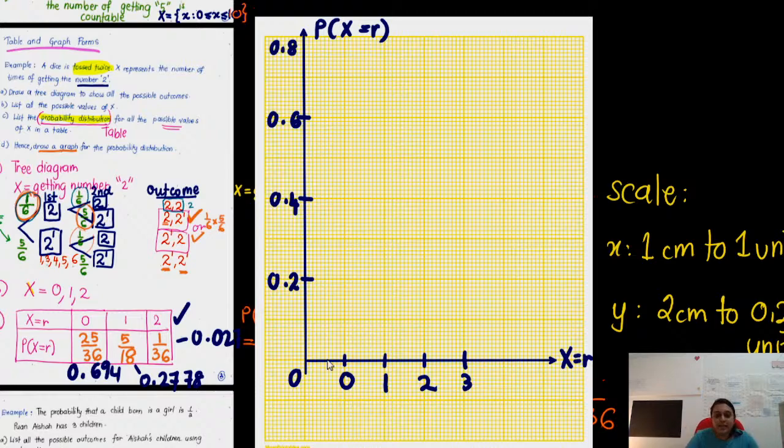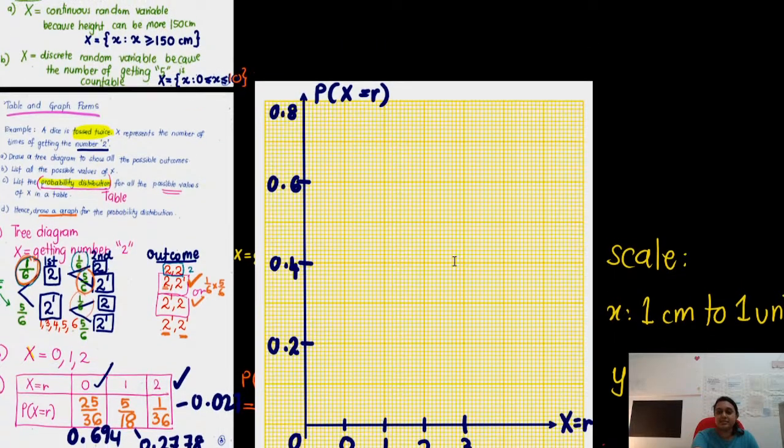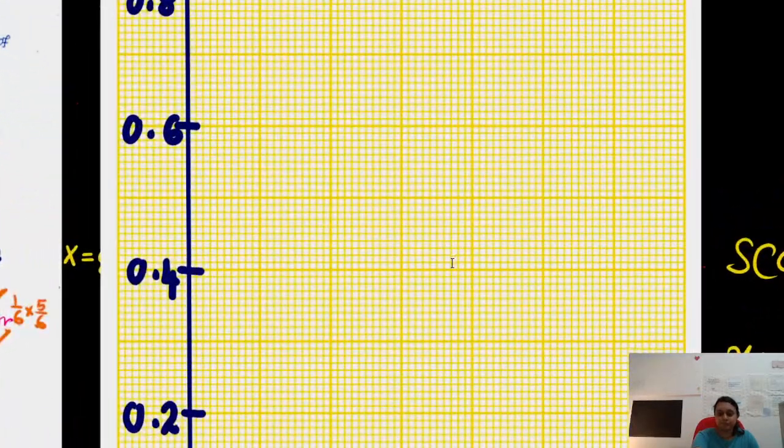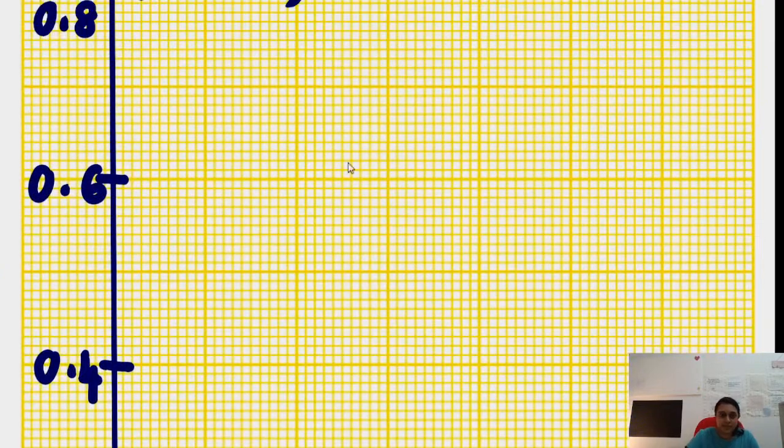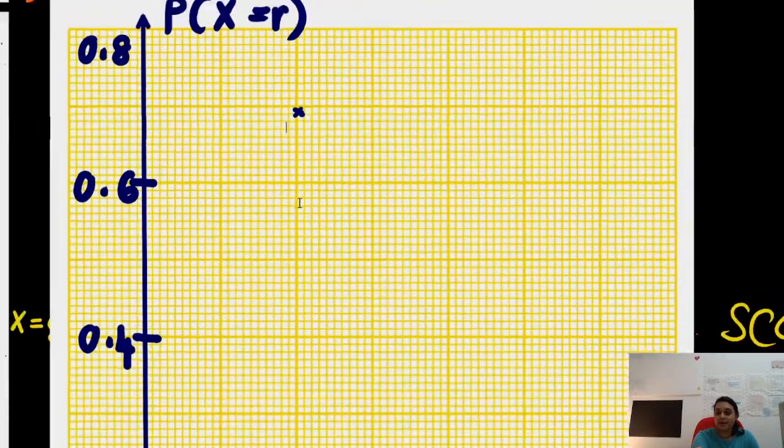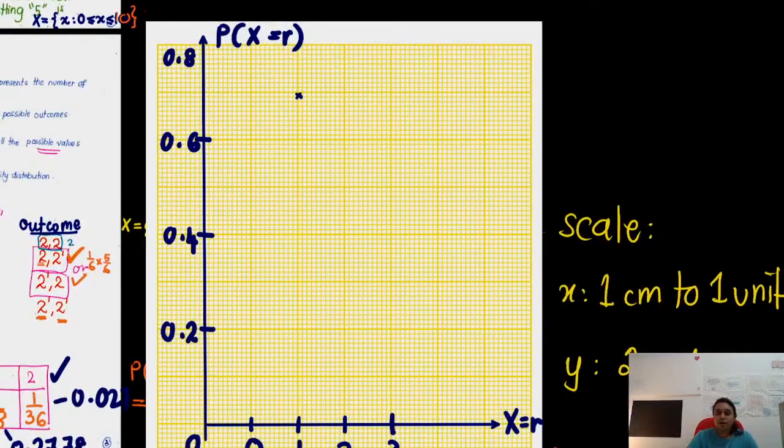Now let's start with this first one. 0, and what is this one? 0, 0.694. Let's find where is 0.694. Here is 0.7, right, in the middle. So 0.69 should be somewhere here. The moment you mark already, you draw a straight line. Just draw one long straight line.